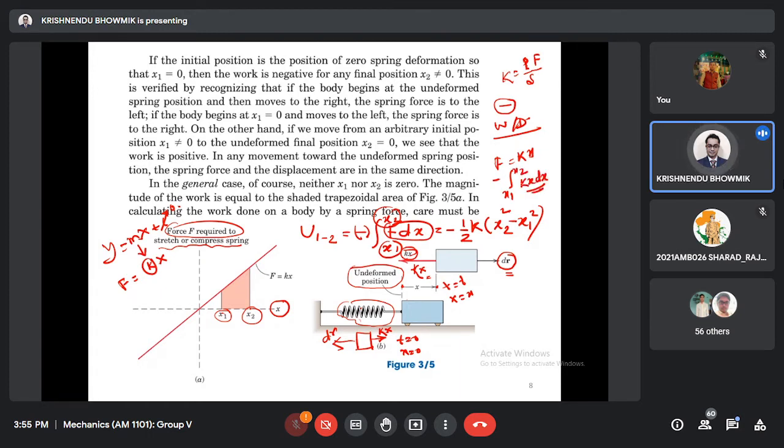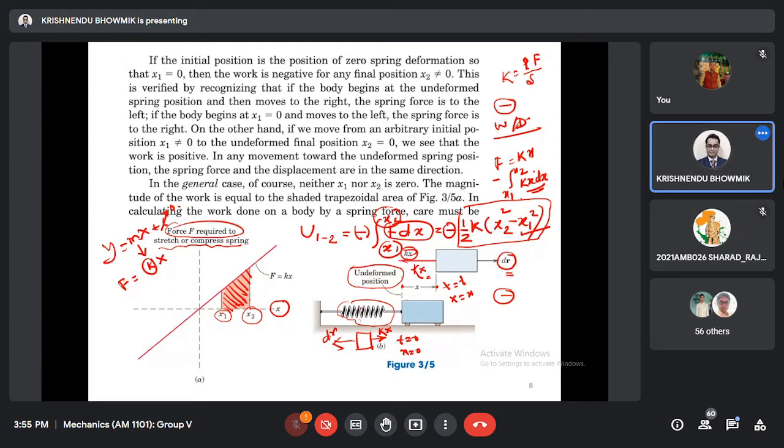Spring constant k is constant, it does not vary. So it is x square by 2, with limits x1 to x2, correct? So it will be minus half of k multiplied by x2 minus x1 square. So this is associated with a negative sign. And that is nothing but the area under this curve. That is the value we are talking about. That is the work done.